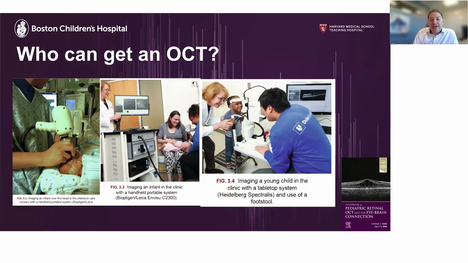And then you have a picture of a young kiddo getting an OCT performed on him. He's probably about 3 or 4. That's about the youngest that I've found that we can get reliable OCTs on, and it's kind of hit or miss depending on the kiddo.